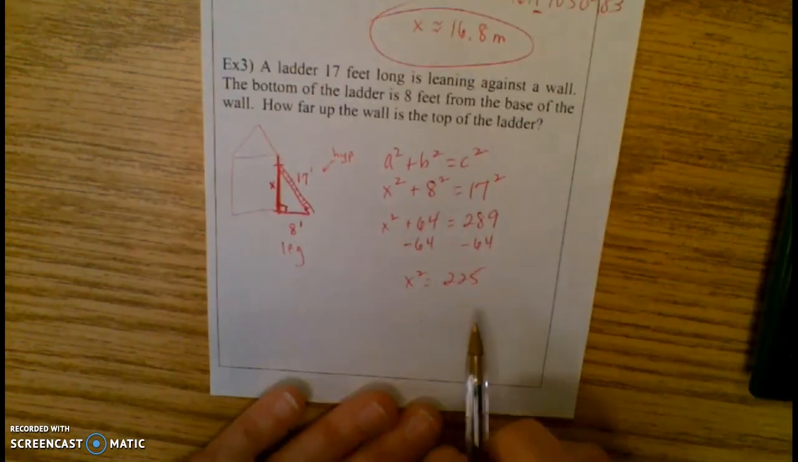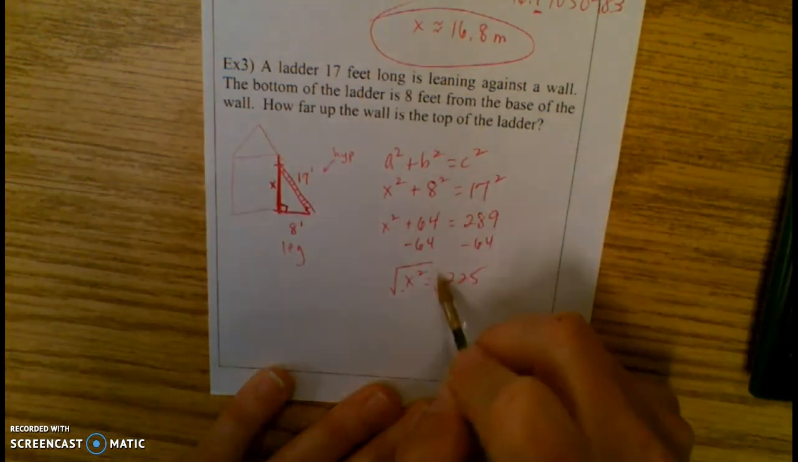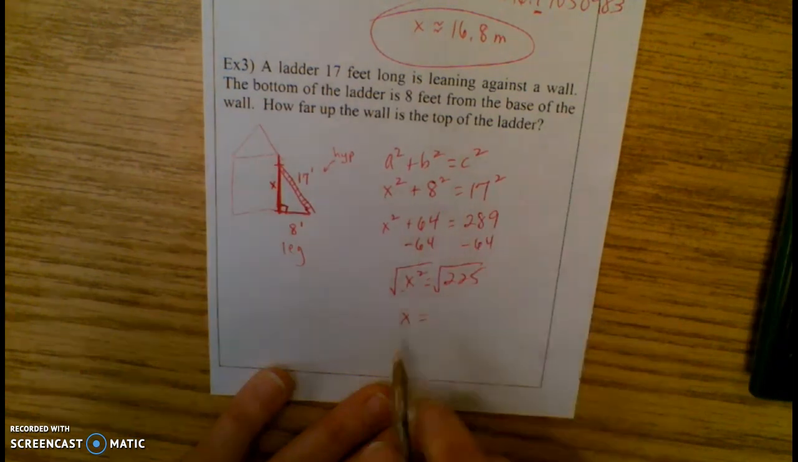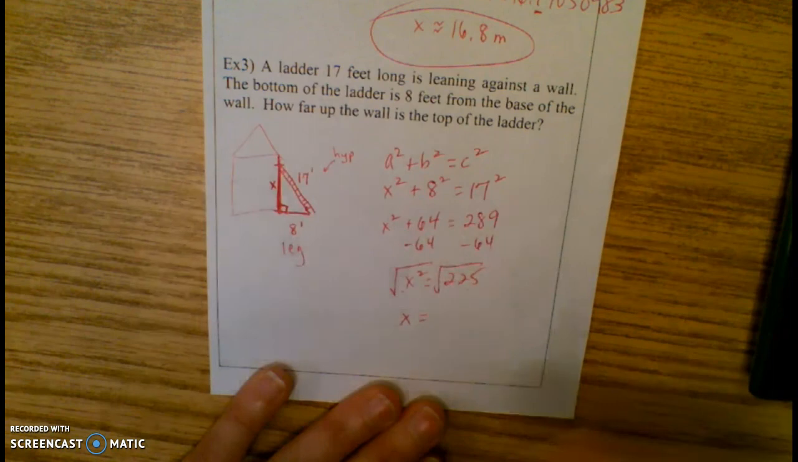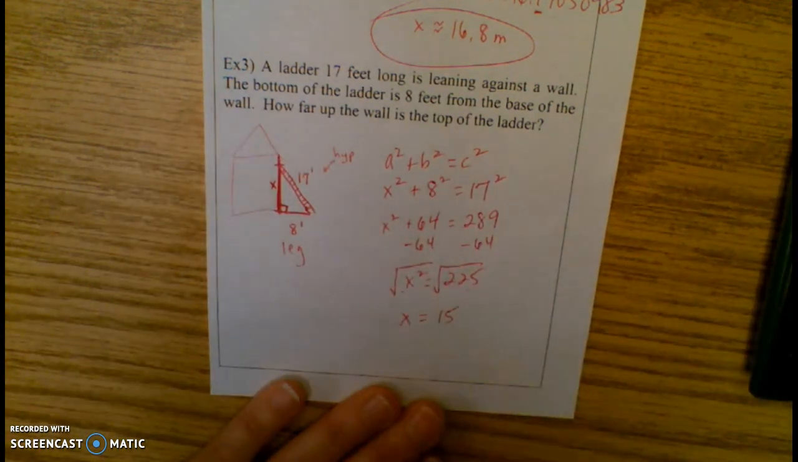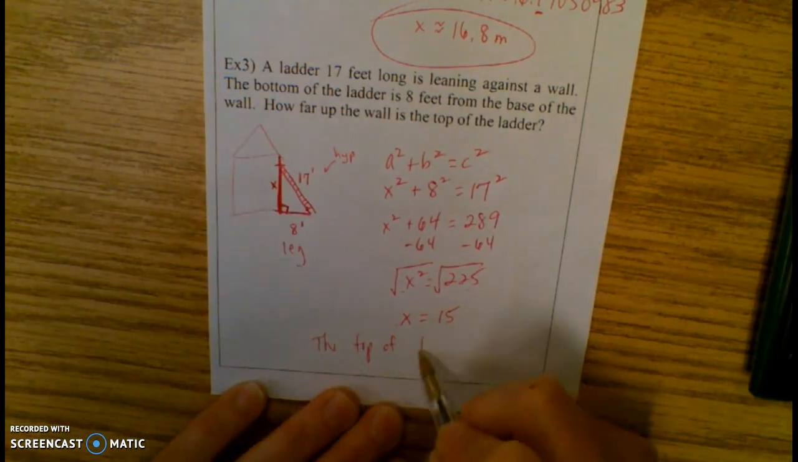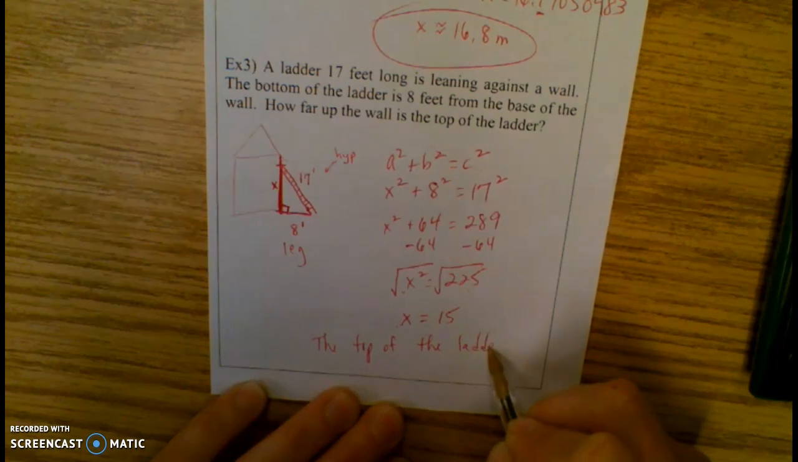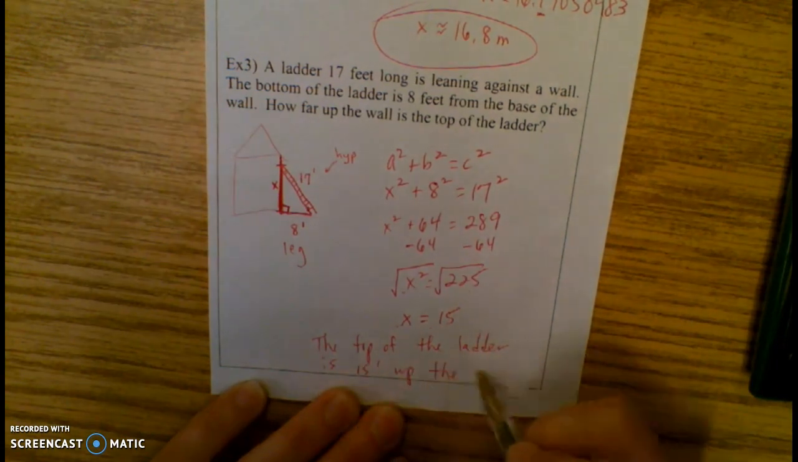Remember, we still have to square root both sides. X squared is 225. We want x. So notice in your work, you're going to have x at the very end of the problem. Square root of 225 should be 15. So how far up the wall is the top of the ladder? The top of the ladder is 15 feet up the wall.